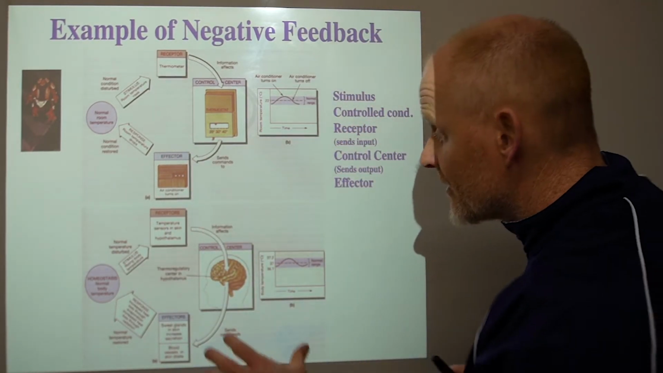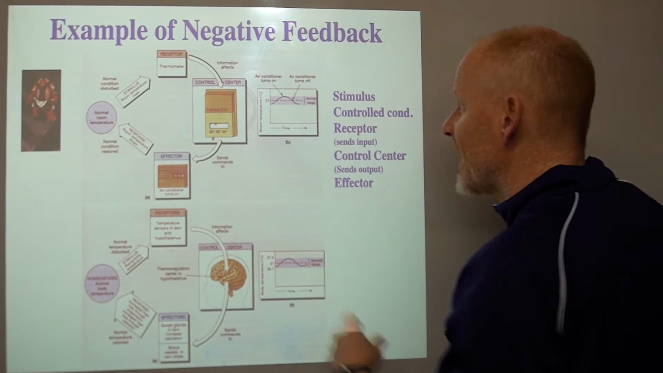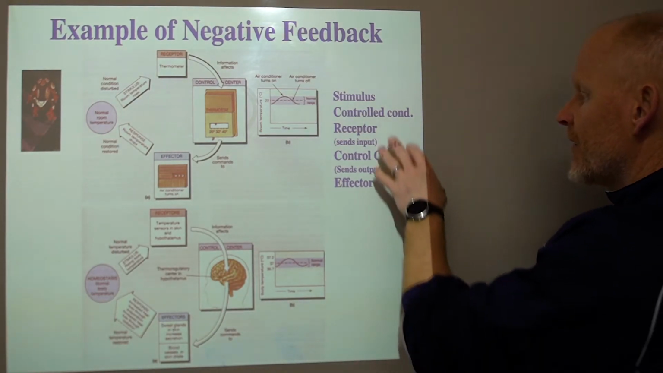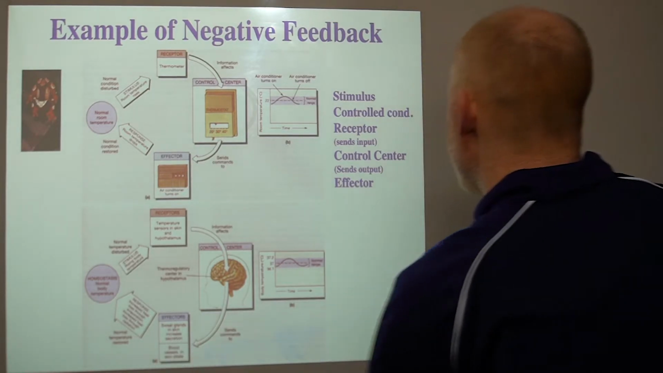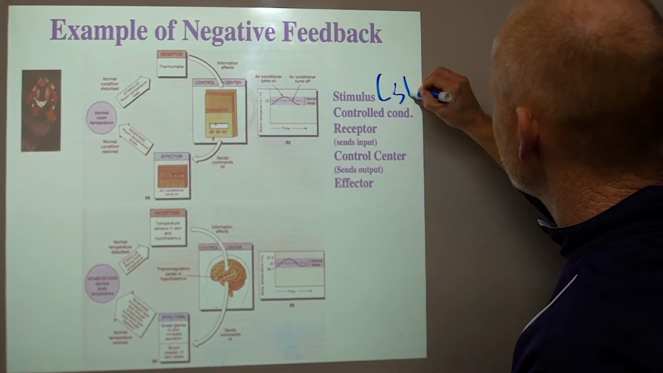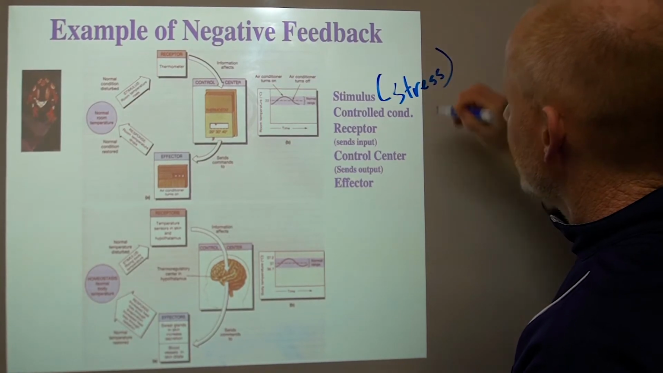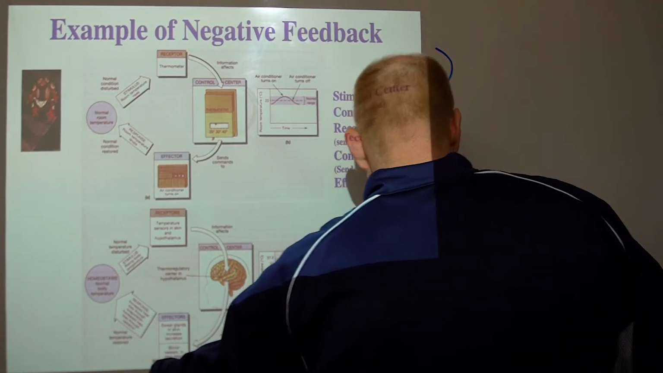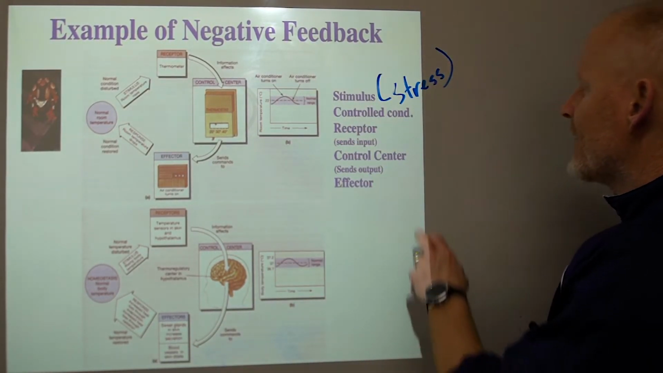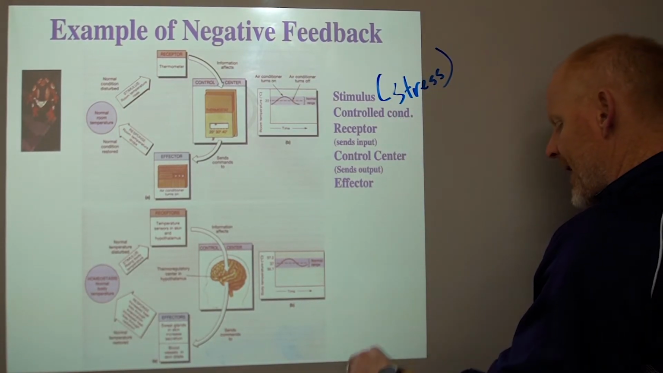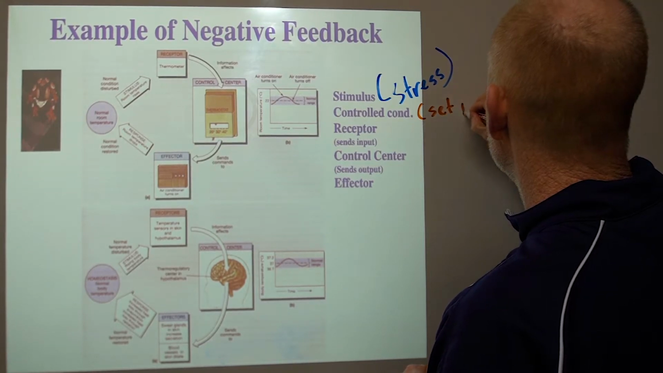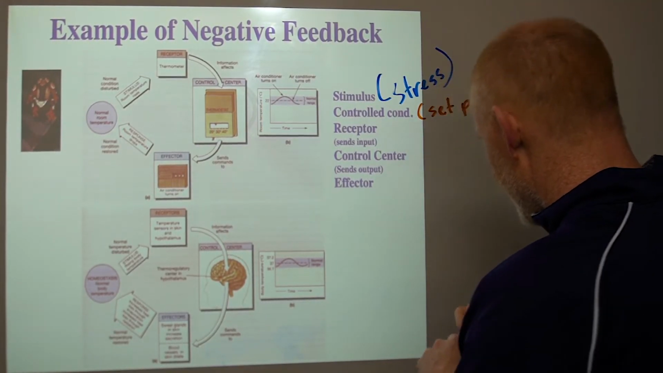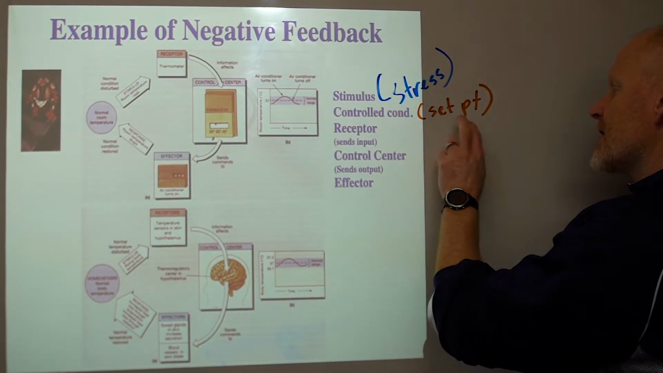We have a similar setup in our body. Notice we have parts to this, right? You can look over here in blue. We have a stimulus, or the stimulus can also be called a stress, right? And with body temperature, it's an increase or decrease in body temperature. We have a control condition, which is body temperature, and that control condition is at a set point.